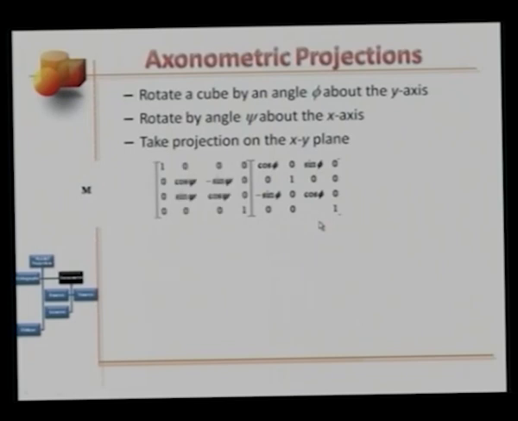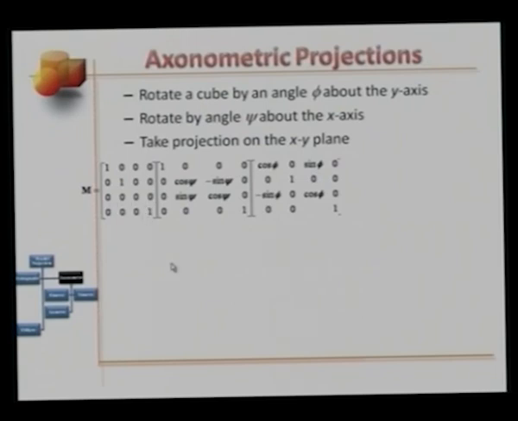Next is rotation about the x-axis. 1, cosine of psi, minus sine of psi, sine of psi, cosine of psi. All the other elements remain 0 except for this 4 by 4 entry, which is 1. And this would be the projection matrix for projection on the xy plane, for which the z coordinates will be 0.